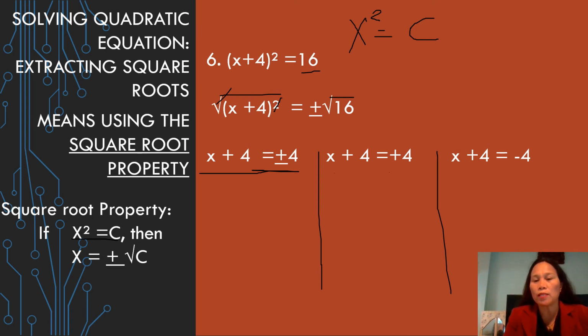So, ngayon, we need to solve for x now. To solve for x, we need to add both sides of the equation by negative 4. So, this one is 0. This one is 0. And then x is equal to 0 here because positive 4 minus 4 is 0. And here, negative 4 plus negative 4 is negative 8. That is our solution for this problem.